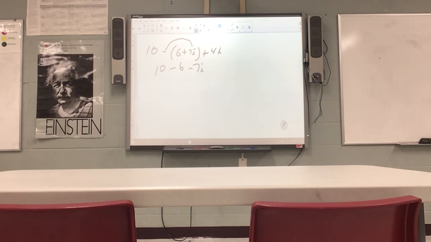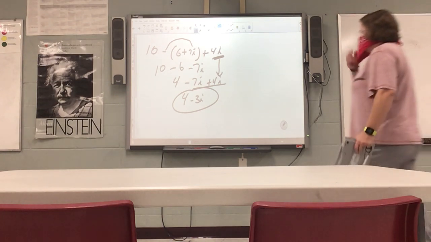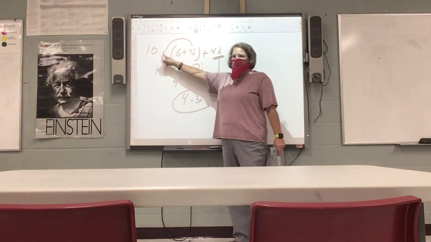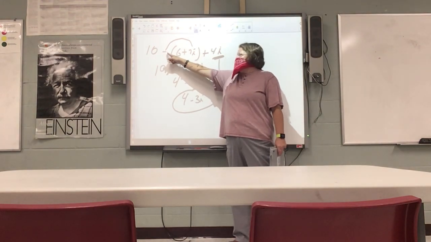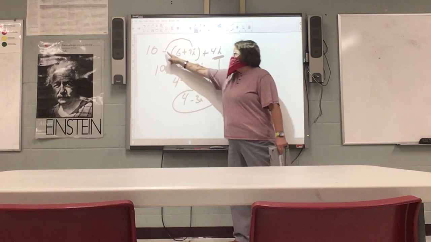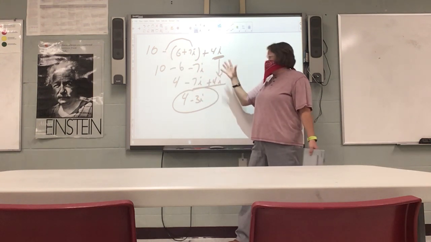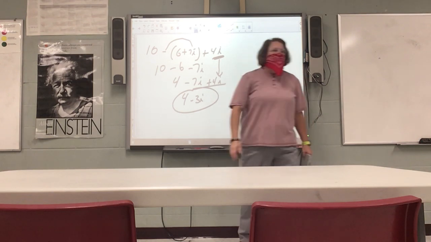10 minus 6 I can do, that's 4. But I can't combine an i with a 4, so I'm just going to bring that 7i down. And now look, I haven't messed with this 4i yet, so let's drop it down to the party, because now I can combine those terms. I know I just did that in warp speed. The reason I wanted to do this is because they just try to trick you with that subtraction sign. Remember that if you're subtracting a whole quantity, you got to subtract both parts of it. But after that, you could count those on your fingers if you needed to.